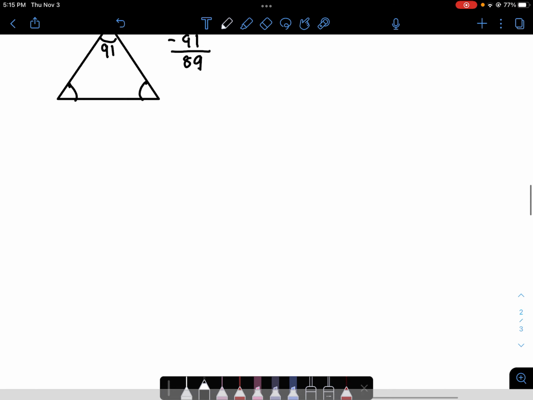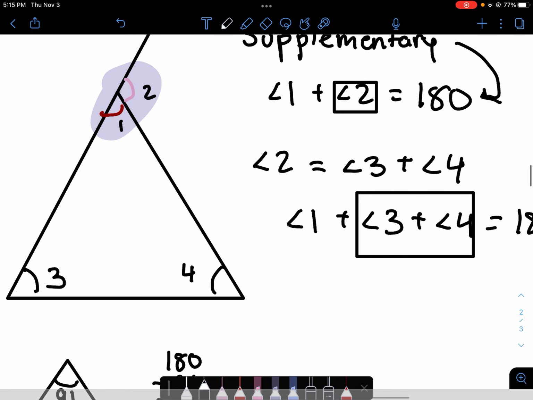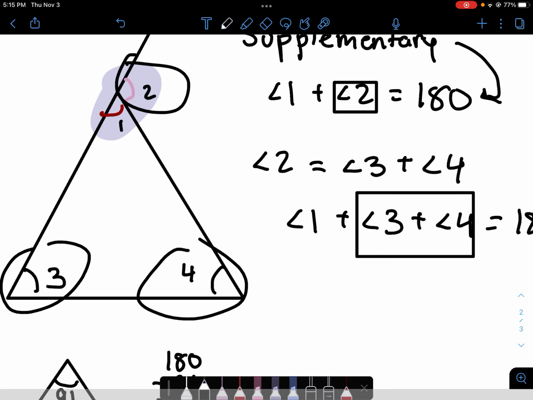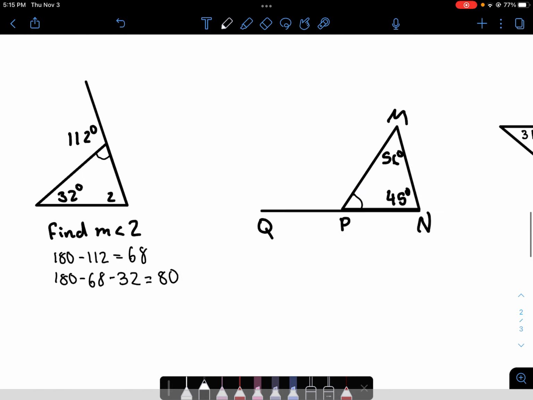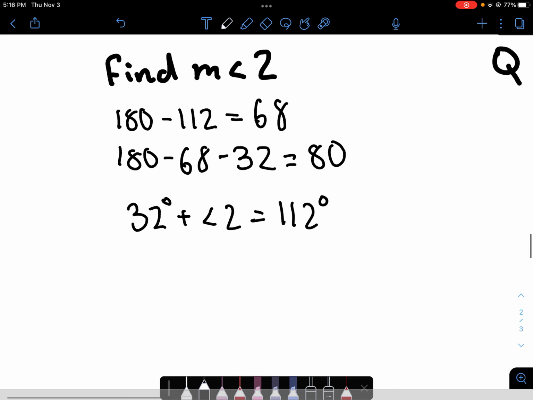However, we can take a shortcut. Since we know that in the exterior angle theorem, these two angles equal that angle, we can go back here and we can just do 32 degrees plus our angle 2 equals 112. So right here is a much faster way to come up with your angle. And that also equals 80.